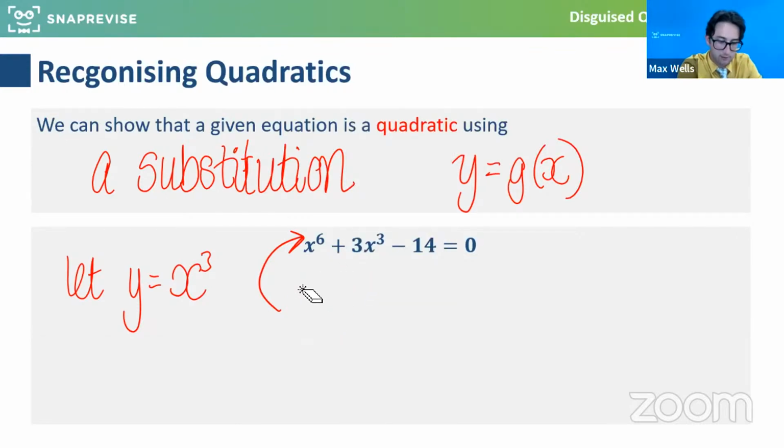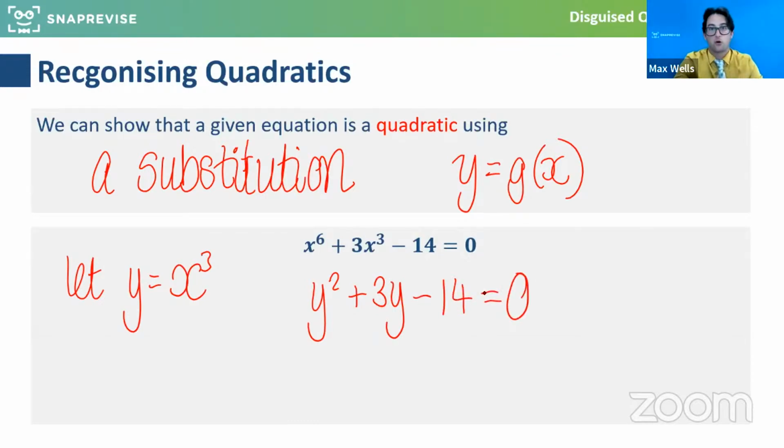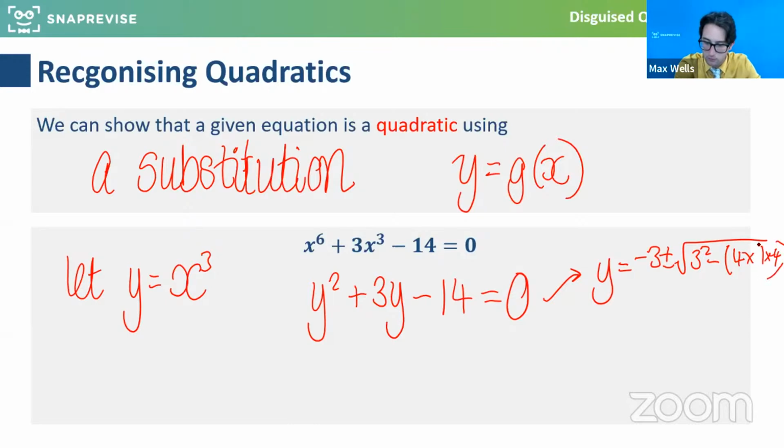Struggling with the pen here a little bit. So this will become y squared plus 3y minus 14 equals 0. And that's a lot more of an obvious quadratic scenario to deal with. It still doesn't necessarily factorize nicely. So you can use your calculator, you can use the quadratic formula to get an exact answer for y. I'm going to do this now.